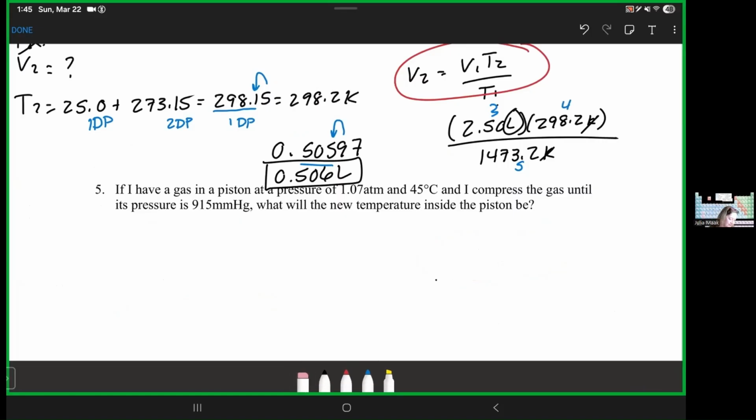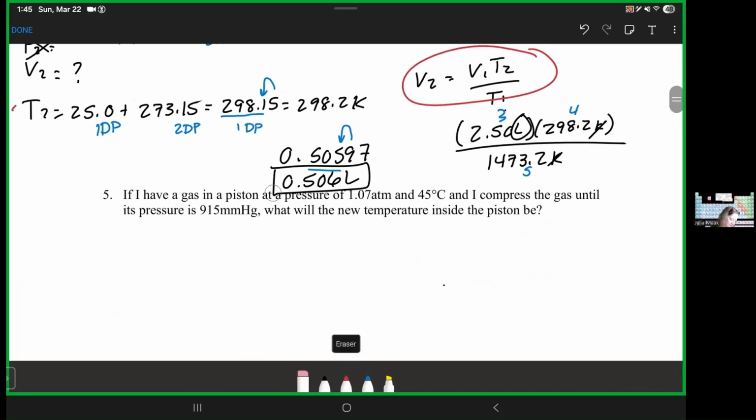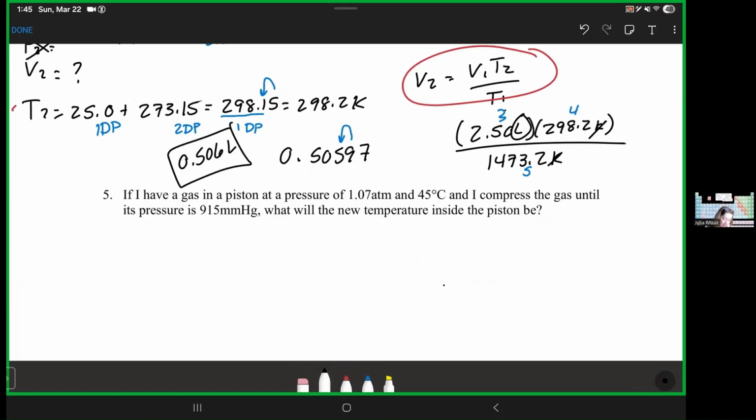Okay, so let's look at the next one. Let me erase a little something there so we can see what's going on here. So that was 0.506 liters. Now looking at number 5, if I have a gas in a piston at a pressure and a temperature, and I compress the gas until the pressure is this, what will the new temperature inside the piston be? So we're looking for that temperature.